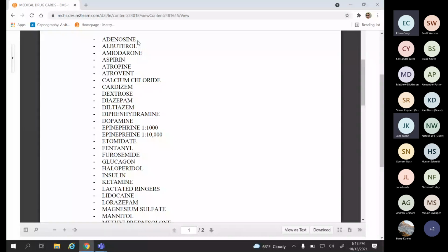AFib and A-flutter, more specifically AFib with RVR. And what that means is a super fast AFib. It would almost be like an SVT of AFib, 150s, 160s. Our concern with AFib is that they can throw a clot. So that's a lot of times why some services are kind of nervous about giving cardizem, is because by slowing that AFib down, they could cause that patient to throw a clot.